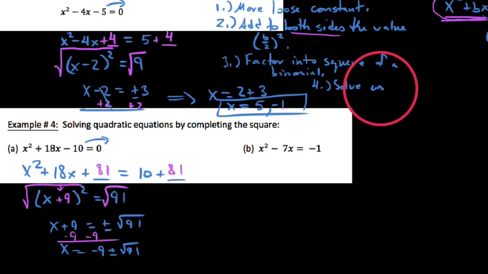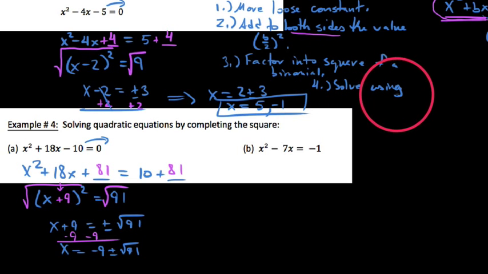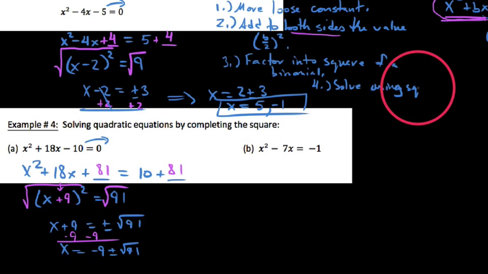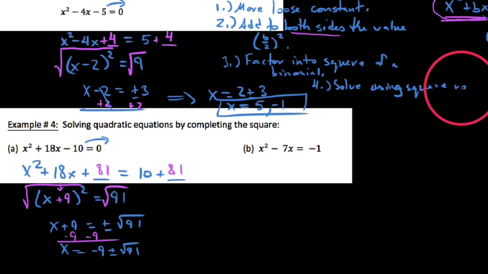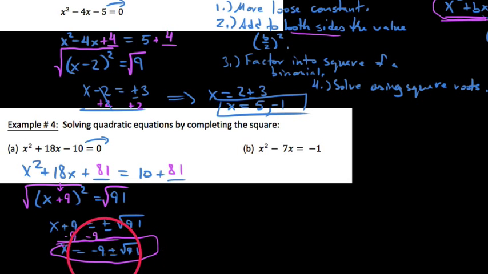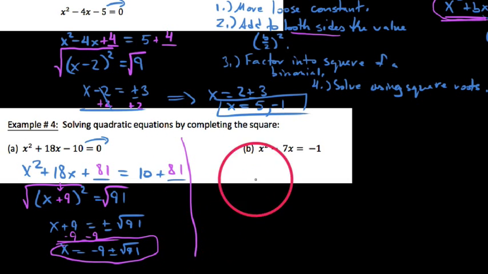Solve using square roots. And the whole point is to rewrite our trinomial into a perfect square trinomial so that we can factor it into a squared binomial and use square roots. So our two answers this time are negative 9 plus the square root of 91 and negative 9 minus the square root of 91. So this last example here, what I want everybody to see is step 1.